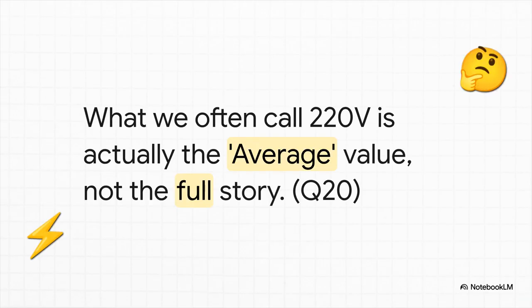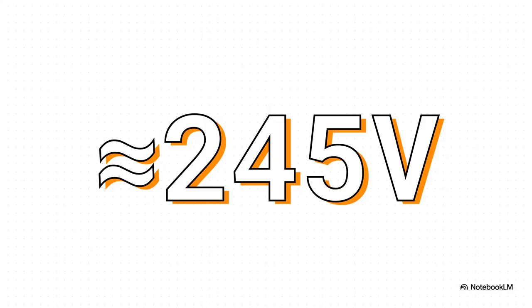And that messiness leads to a really common point of confusion. We all talk about our power being, say, 220 volts or 120 volts. But that number you hear all the time, that's really just a kind of average. It isn't the whole story. Get this. The true effective power, what engineers call the RMS value, is actually higher. In this case, it's around 245 volts.